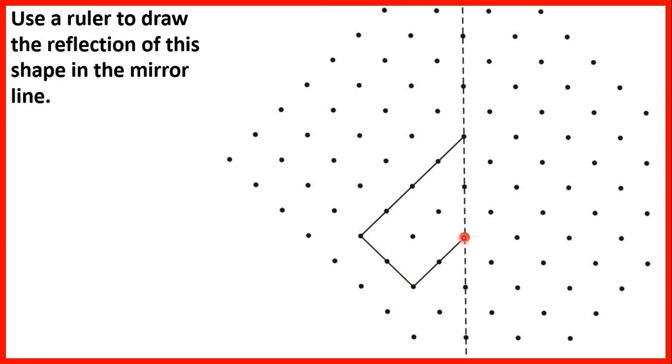So this point here is on the mirror line, so it will be on the mirror line when we reflect the shape. This point here is one dot to the left, so we go one dot to the right, and then this point here is two dots to the left, so we can dot two dots to the right, and then we have another point that's on the mirror line. So now we just join up our points and we have our reflection.